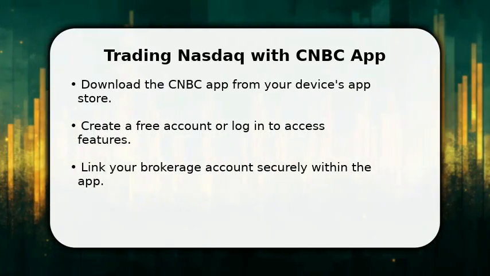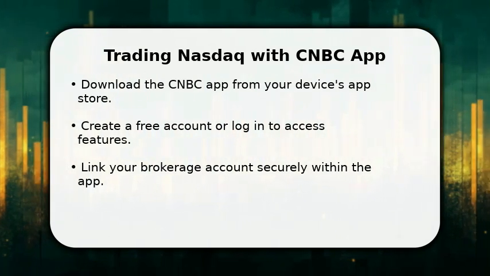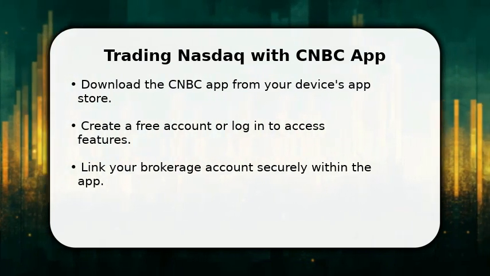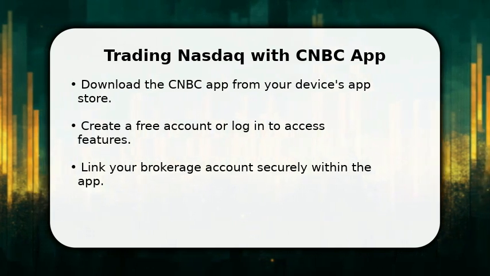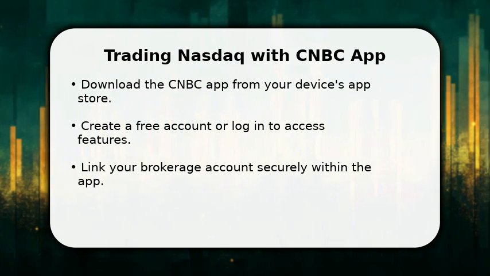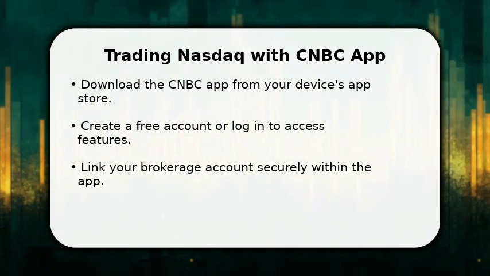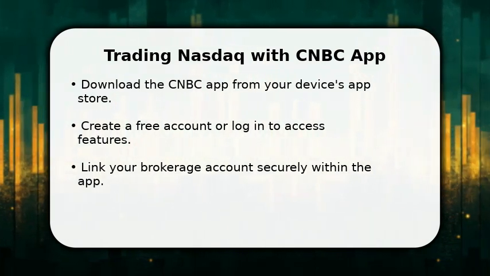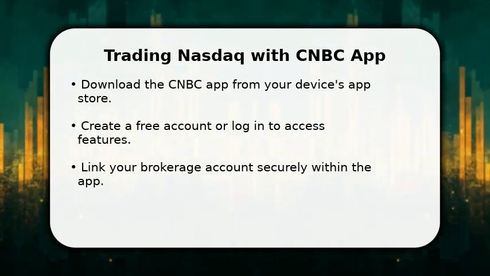In this video, I will explain how to trade Nasdaq using the CNBC app. First, ensure you have the CNBC app installed on your smartphone or tablet. You'll need to either create a new account or log in with your existing credentials to unlock all the trading tools. Next, securely link your preferred brokerage account directly within the app settings. This integration is crucial for executing trades and managing your portfolio efficiently. It's a straightforward process designed for user convenience.